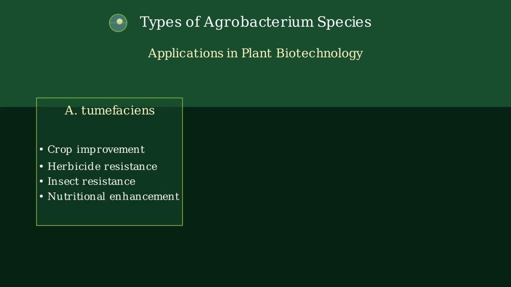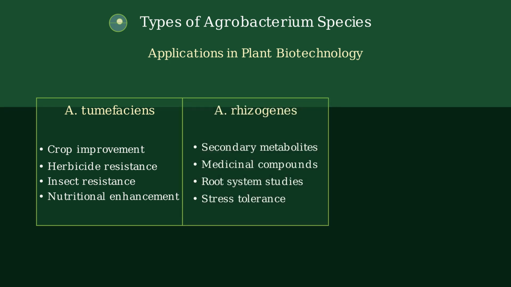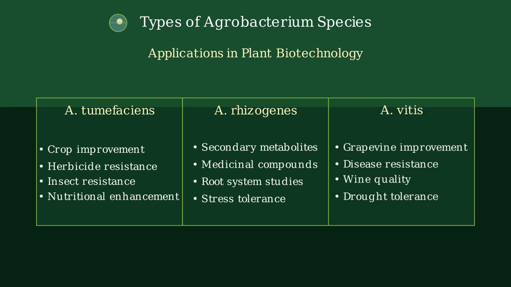Agrobacterium tumefaciens is widely used for crop improvement, including introducing herbicide resistance, insect resistance, and enhancing nutritional qualities. Agrobacterium rhizogenes is particularly valuable for producing secondary metabolites and medicinal compounds, studying root systems, and developing stress-tolerant plants. Agrobacterium vitis is applied specifically in grapevine improvement, enhancing disease resistance, wine quality, and drought tolerance in vineyards.